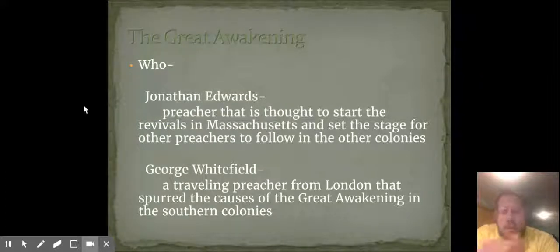Jonathan Edwards starts in Massachusetts and eventually follows into other colonies. Whitefield was this traveling preacher from London. He spread these causes all over the place, especially in the southern colonies. And so both these guys are part of this big movement.